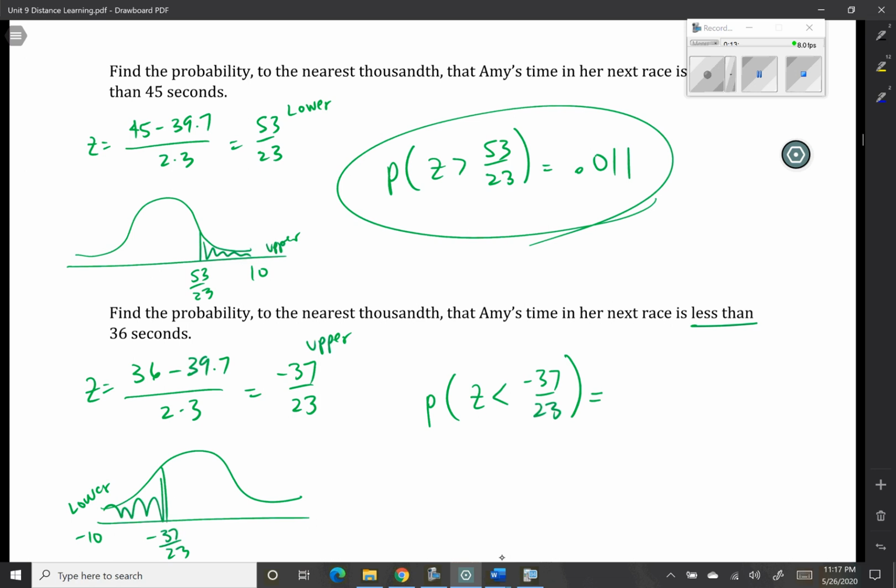So if we do our normal CDF, negative 10 for the lower number, the upper number will use negative 37 over 23. Make sure you put the negative in, that makes a difference. And this becomes 0.054.